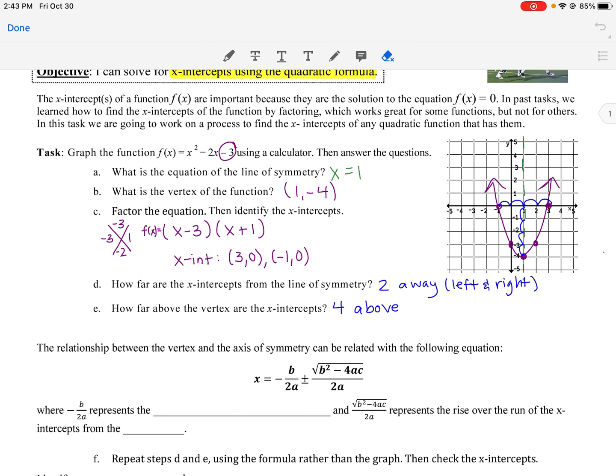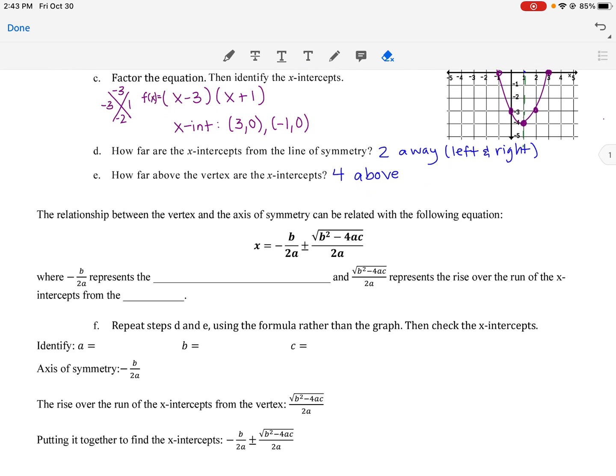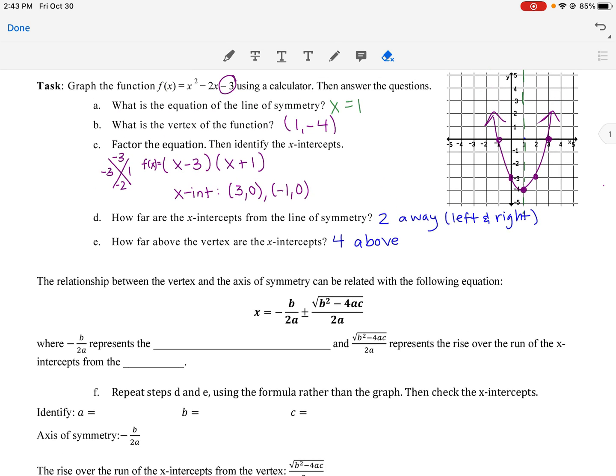Okay, we're going to talk now about how this relates to the equation we're about to learn about. So let's take a look. The relationship between the vertex and the axis of symmetry can actually be modeled by this equation. And this equation that we see here, x equals negative b plus or minus the square root of b squared minus 4ac, all over 2a, is the quadratic formula. Where negative b over 2a represents the axis of symmetry.